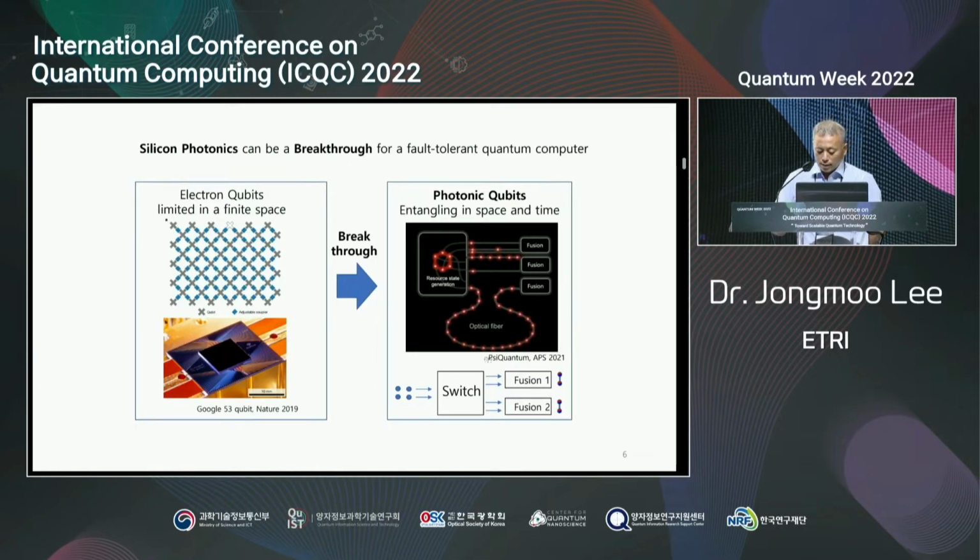So it's not our figure, but PsiQuantum's figure, showing that they are trying to build a large entangled photon cluster by using optical fiber as a quantum memory, and then entangling the photons on the surface and also along the axis of time. So for that, we need low loss, fast switching, and also fusion operators.